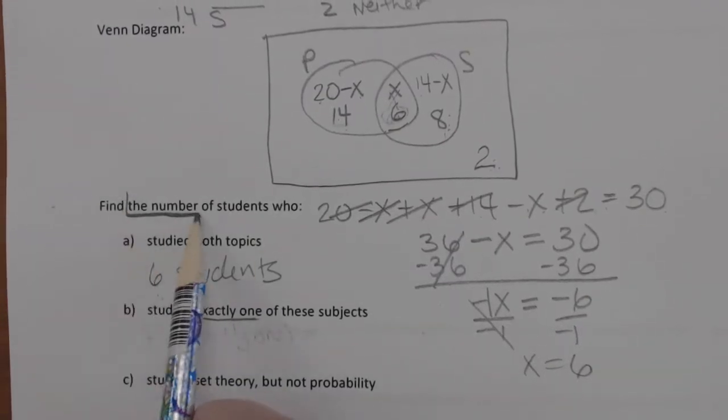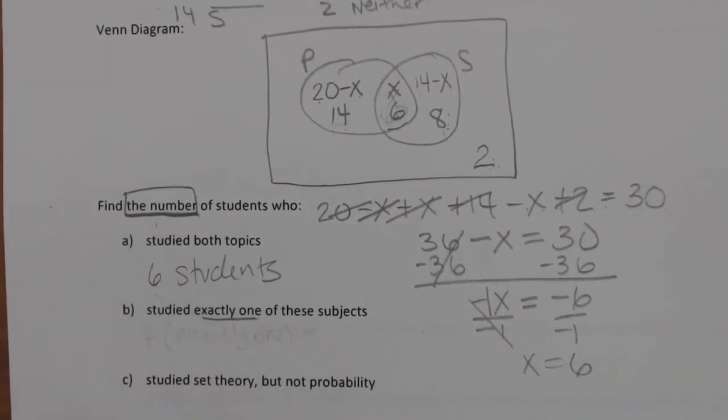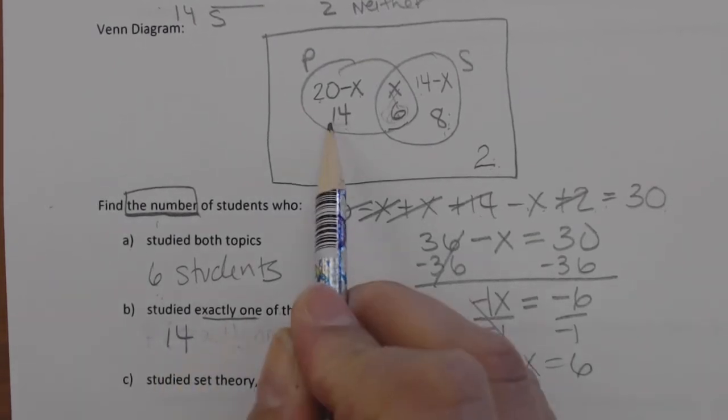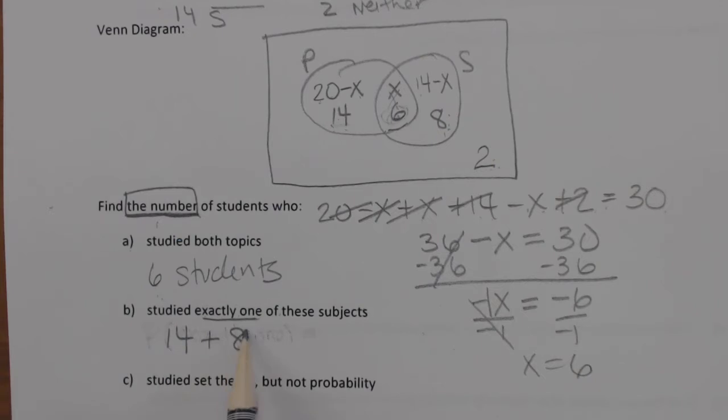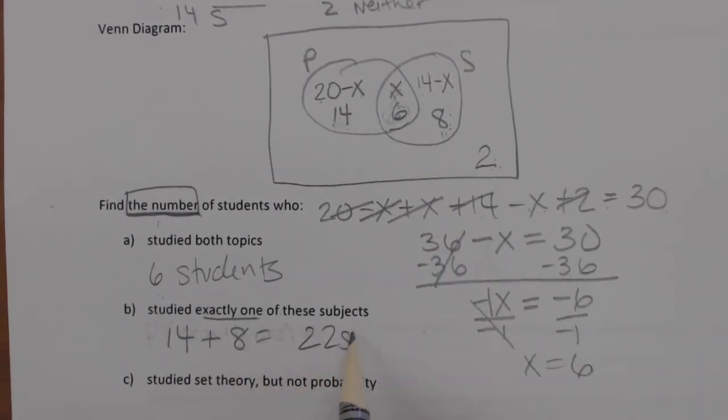We're actually finding the number. So remember that. We're going back to the number. So the number who studied exactly one. So we have 14 who studied just probability and 8 who studied just set theory. And 14 plus 8 is going to be 22 students.